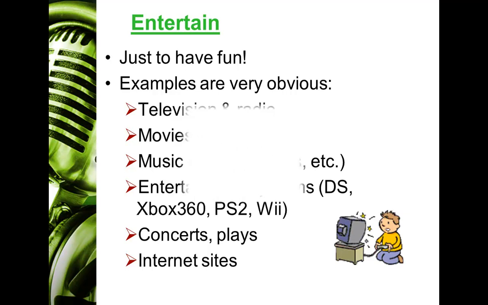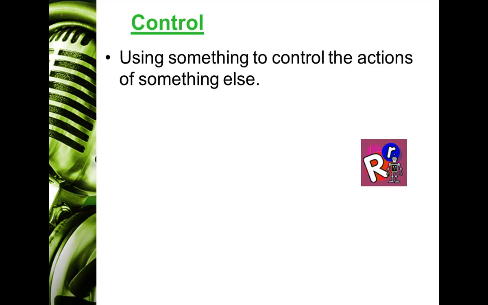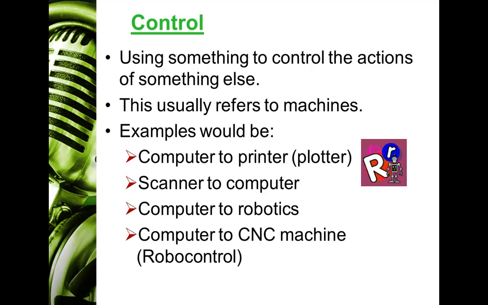The last reason in here is probably the one that you would not recognize if you had to think about it without putting a lot of thought into it, and that would be to control, using something to control the actions of something else. And when we're talking about this, we're normally talking about machines. Examples would be when your computer sends information to a printer or a plotter, your scanner scanning something for the computer, operating robotics, or the computer to a CNC machine, which in the physical classroom in our school, we use for the RoboControl machine.